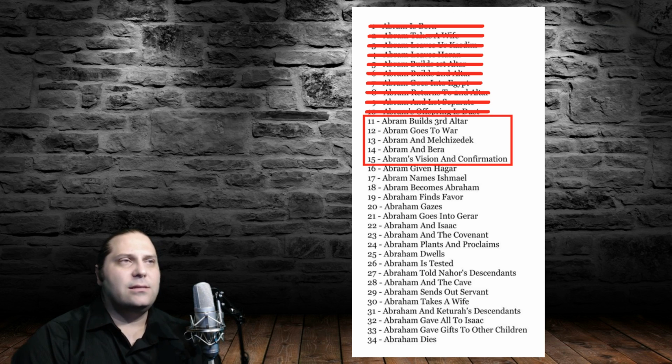The red box is showing events 11 through 15. Event 11, Abram builds third altar. Event 12, Abram goes to war. Event 13, Abram and Melchizedek. Event 14, Abram and Bera. And event 15, Abram's vision and confirmation.